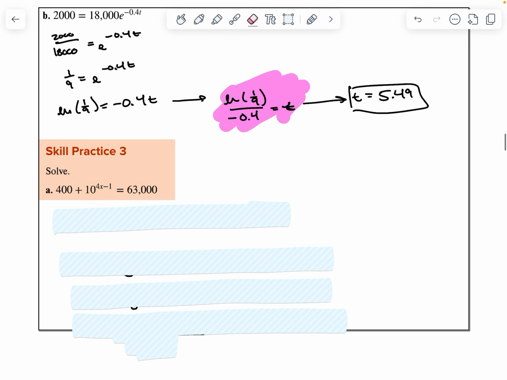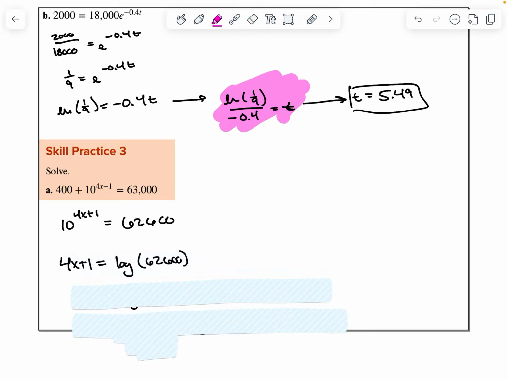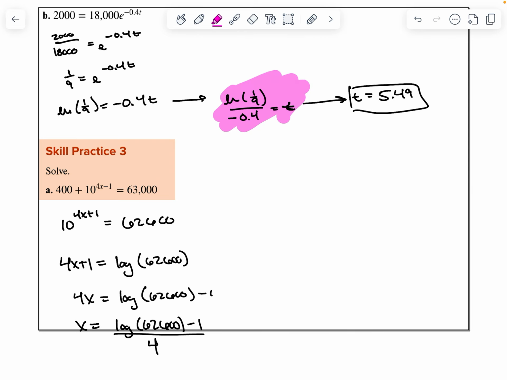All right, on the next example, the same thing. I would start by subtracting the 400 to try and get the exponential by itself. Then do a log with the same base on both sides, log base 10. That's the same thing as just a regular log, common log, right? Subtract the 1, divide by the 4, and that's our answer. Again, we could type it in the calculator or we could leave it just like that.